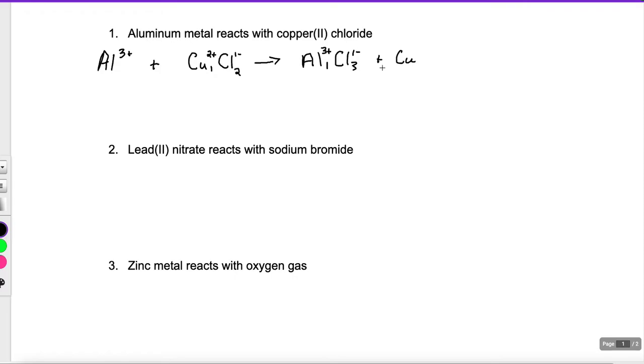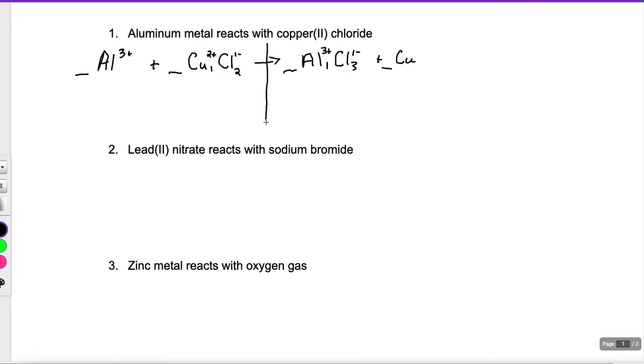With a single replacement reaction, it always goes like this: you have something by itself, and the charge that it is, this positive will only replace another positive, and then the one that gets replaced goes by itself. Okay, let's balance this equation.